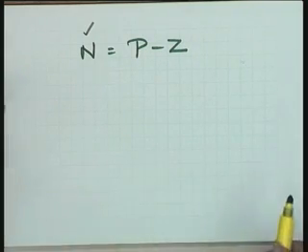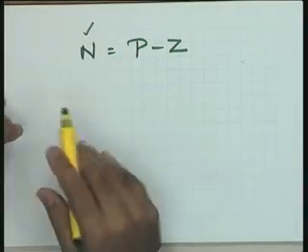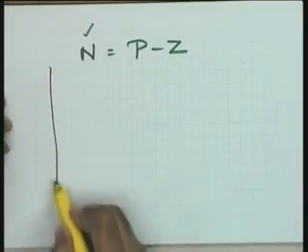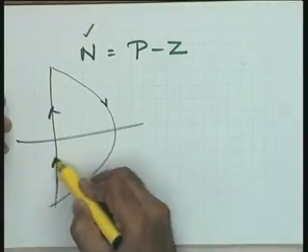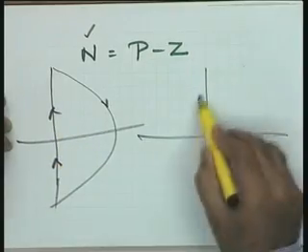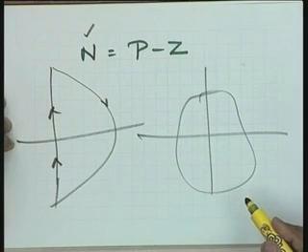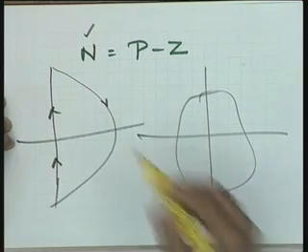Now, you see that the only thing you have to do is get a map of this particular contour. Getting a map of this particular contour and counting N is the only thing left. Counting N.